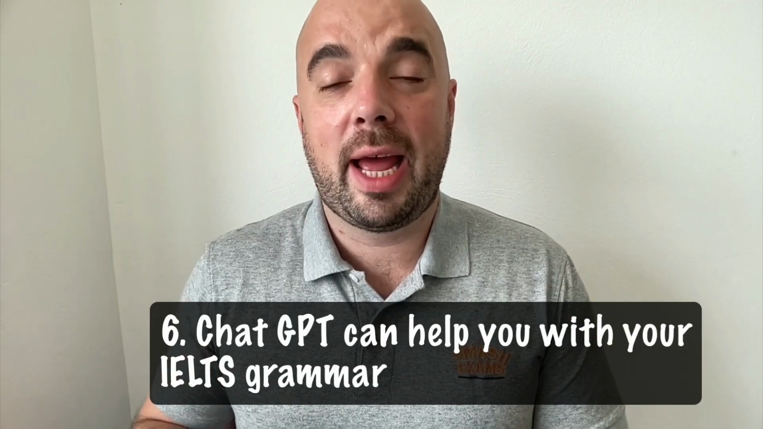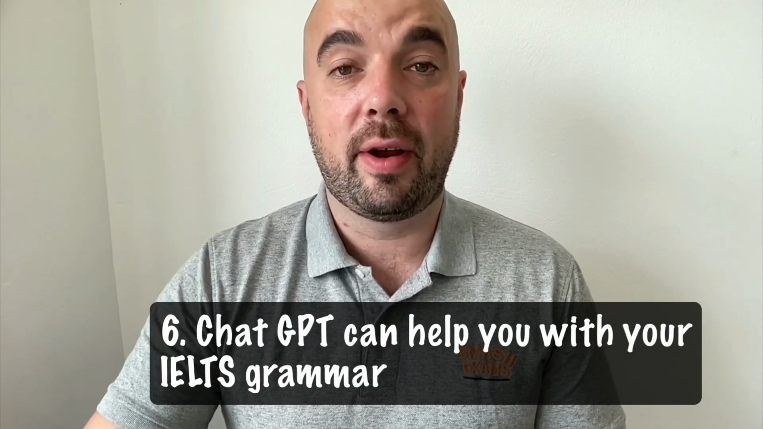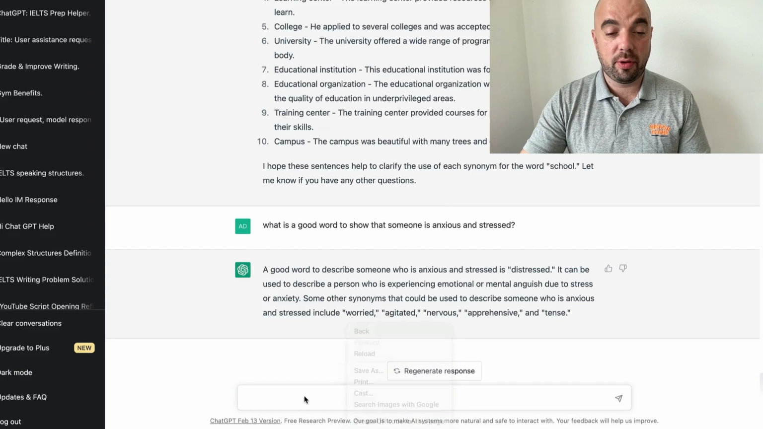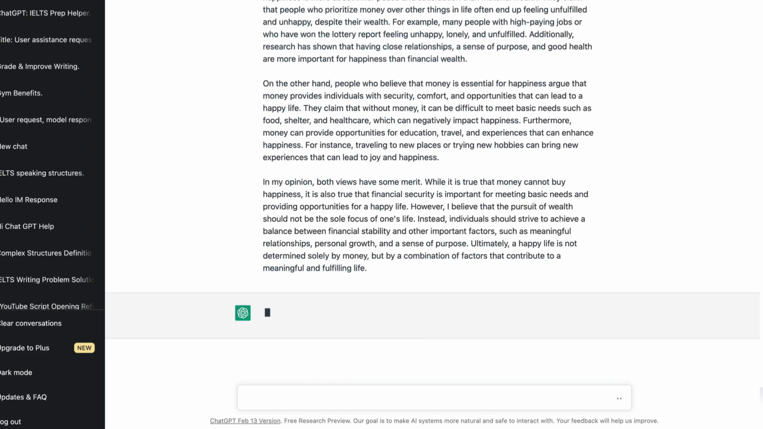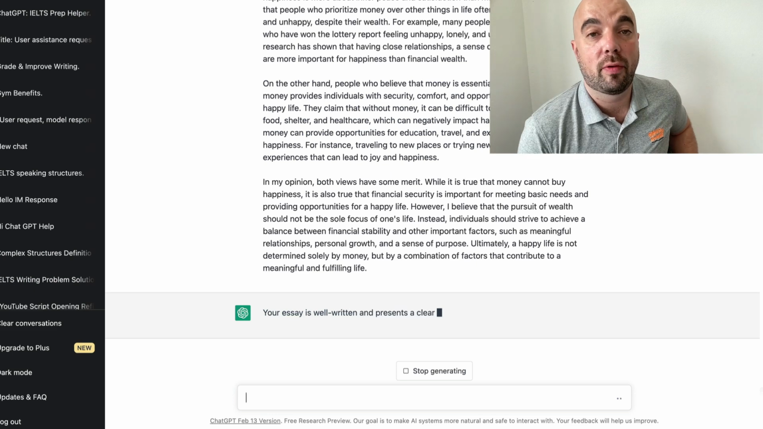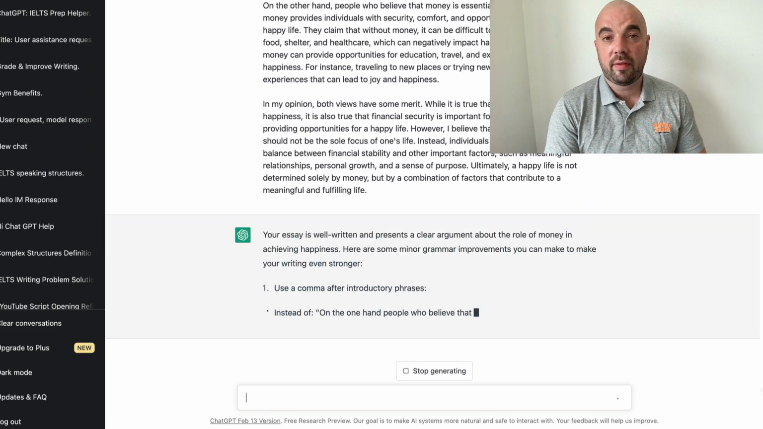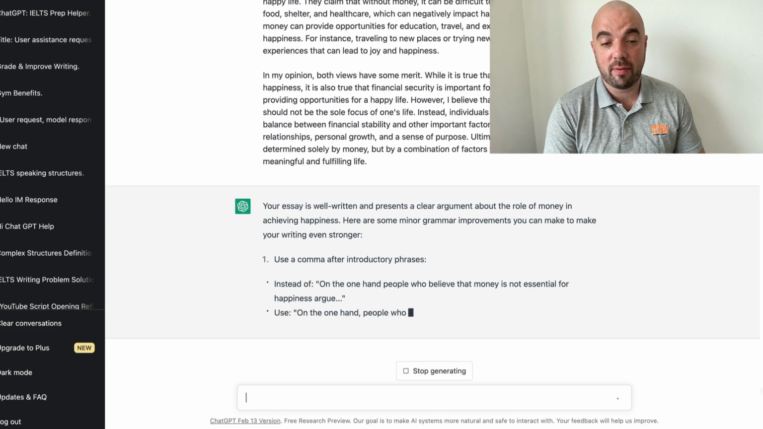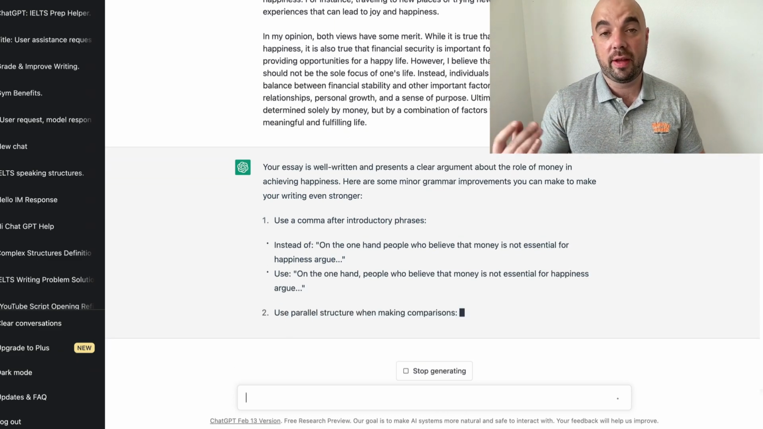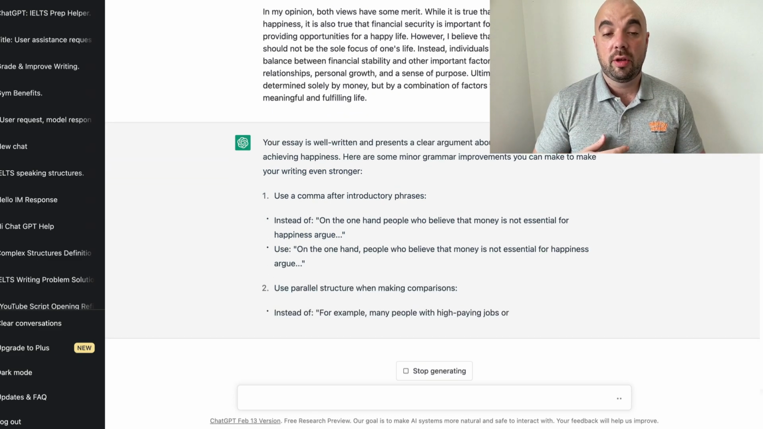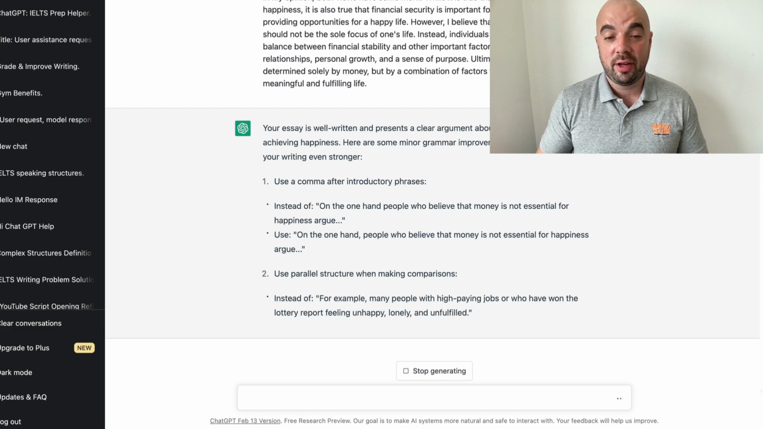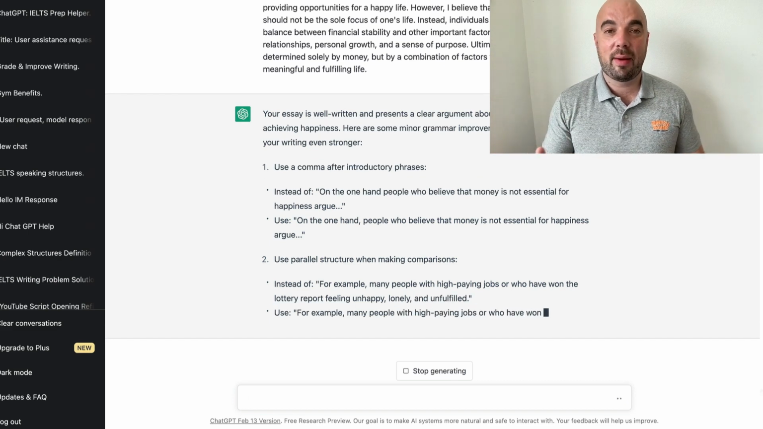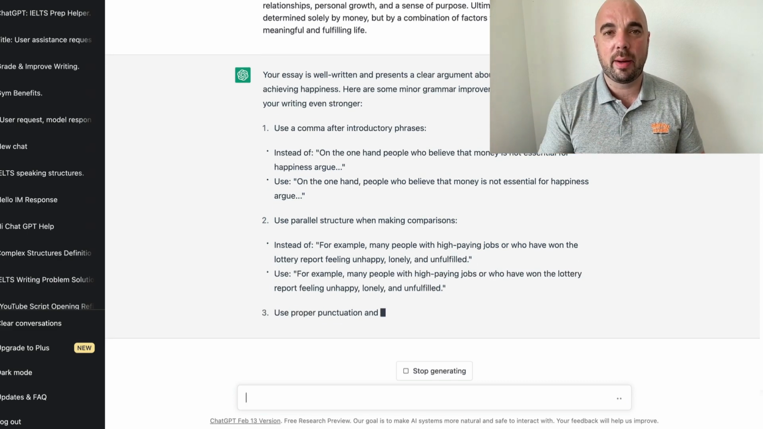ChatGPT can also help with IELTS writing for your grammar. For example, you can put your essay in. So I've asked it to correct the grammar of the essay. It's telling me to use commas, and instead of using this sentence that is in my essay, try this. Also parallel structure. And again, it's given me a clear example of my essay and how I can improve it.